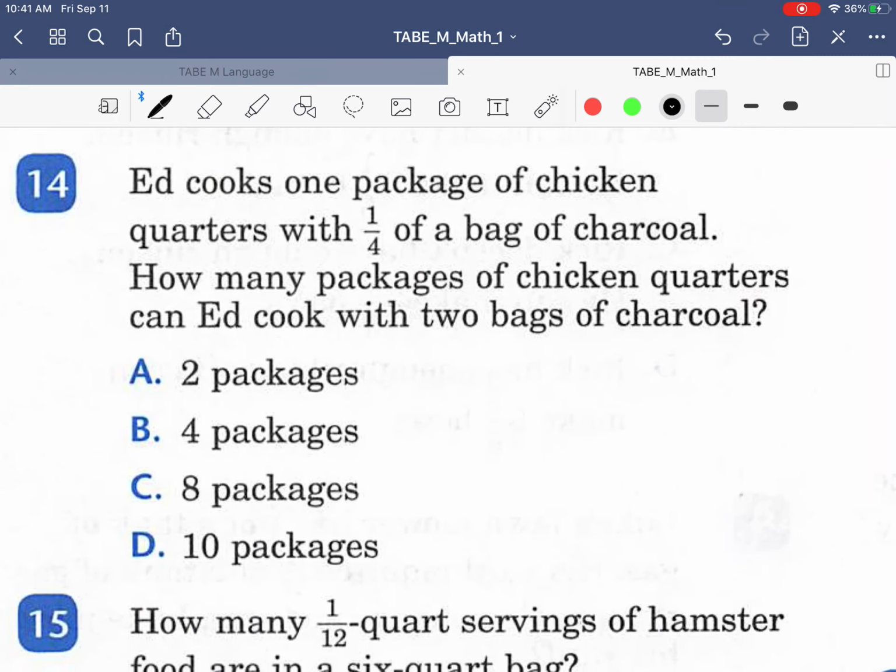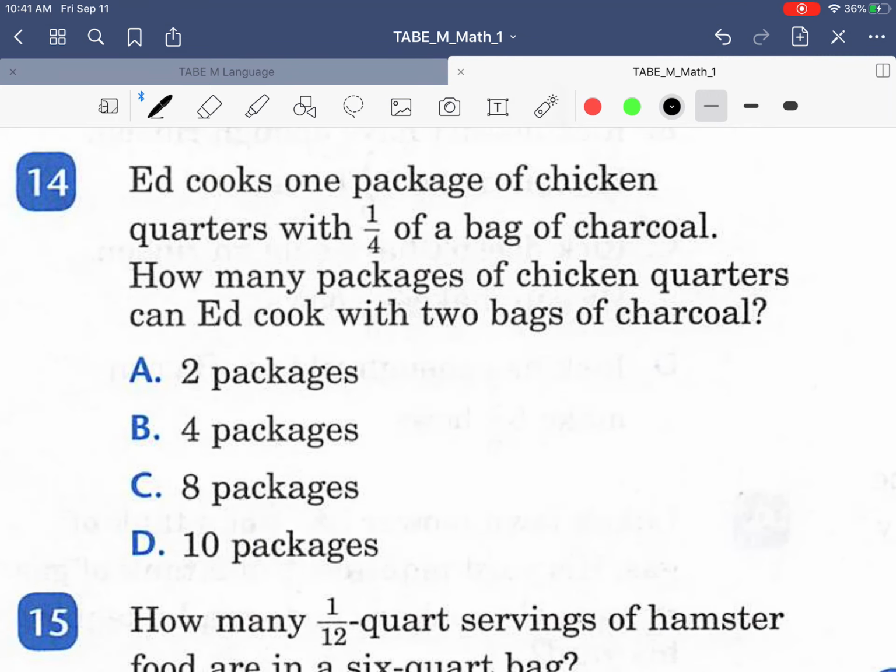Number 14. Ed cooks 1 package of chicken quarters with 1/4 of a bag of charcoal. How many packages of chicken quarters can Ed cook with 2 bags of charcoal? So we want to know the total number of bags of charcoal divided by how much charcoal is needed for each package of chicken quarters.